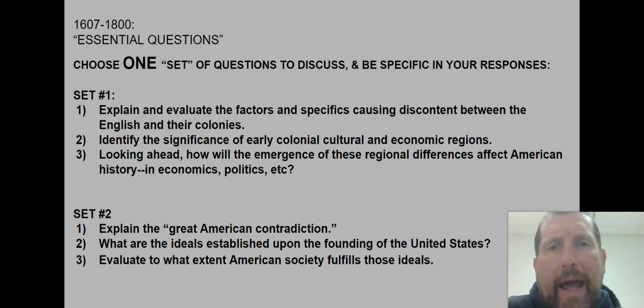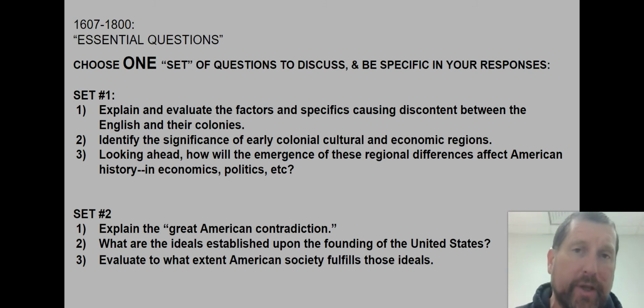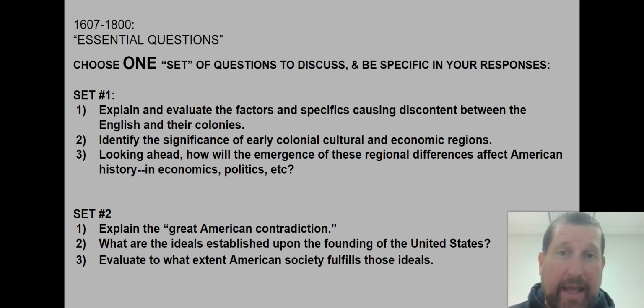And then we want to look ahead, given what we know about time period 4 and general knowledge of American history moving forward. How is the emergence of those regional differences going to affect American history politically, economically, socially? So, what's the lasting impact of these early colonial regions that we've studied, and how does that affect history moving forward beyond time period 3, and how might it affect American culture and society today?